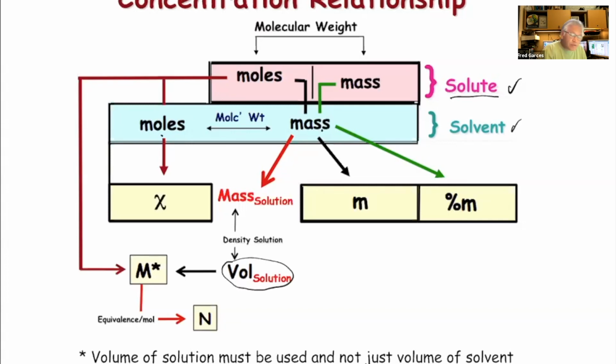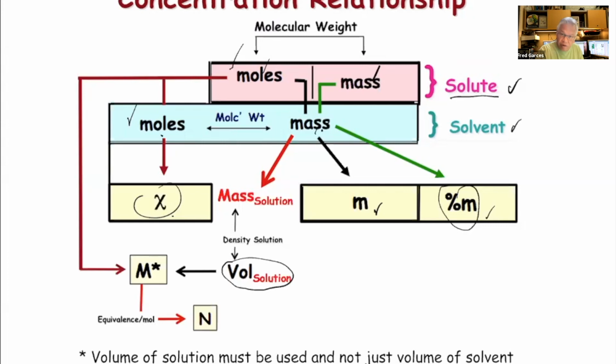But together, these two pieces of information give you the solution, and then you can calculate any type of concentration that you want. For example, percent mass: with the mass of the solute and the mass of the solvent together, you can get percent concentration. Molality: you get the moles of the solute and the mass of the solvent. Mole fraction: you get the moles of the solute and the moles of the solvent, and you can get the mole fraction.